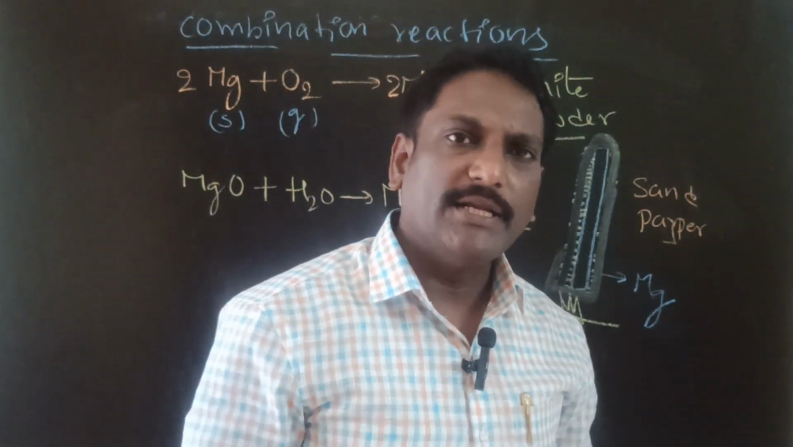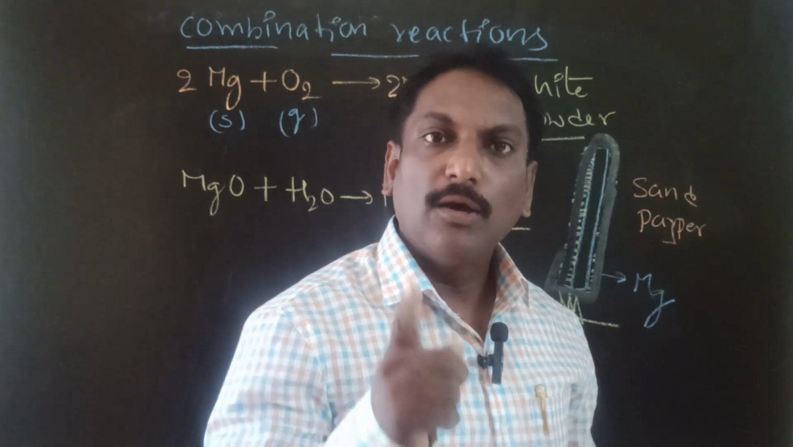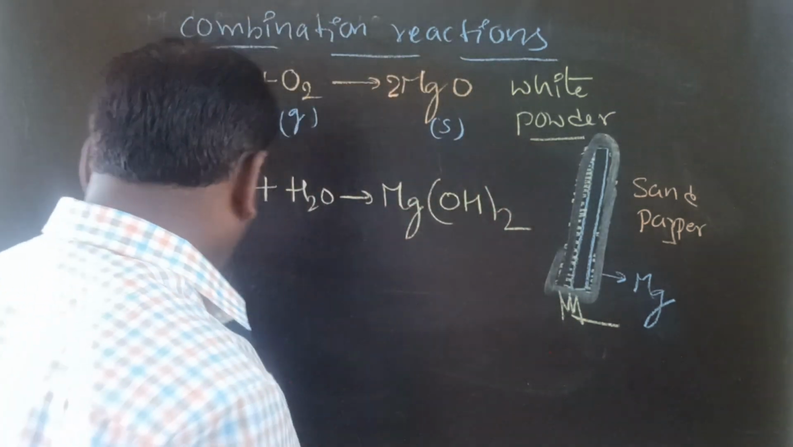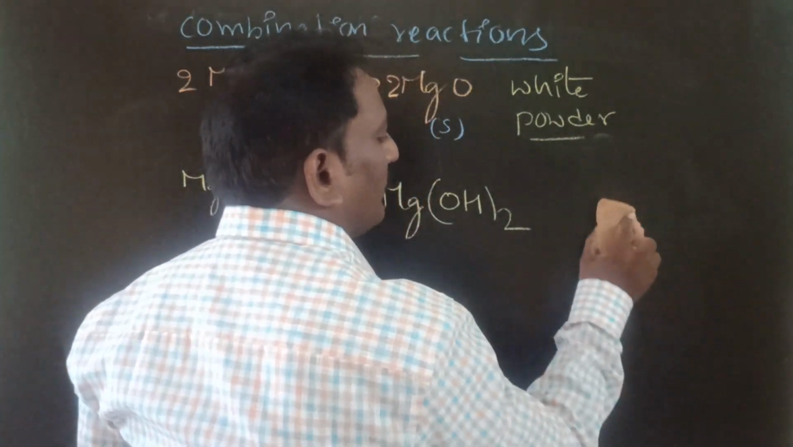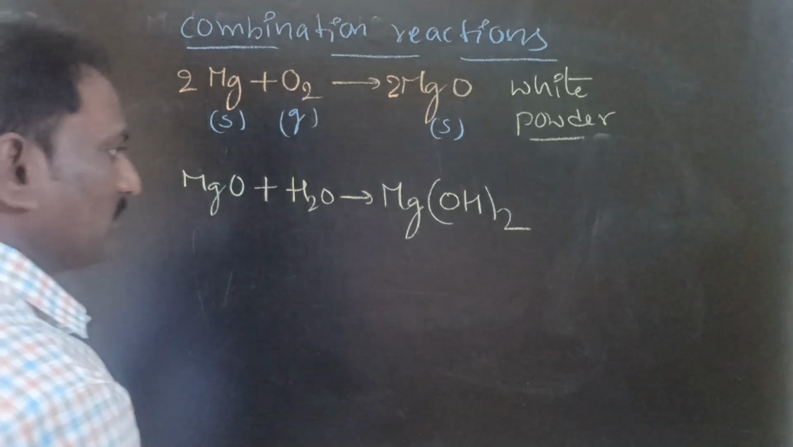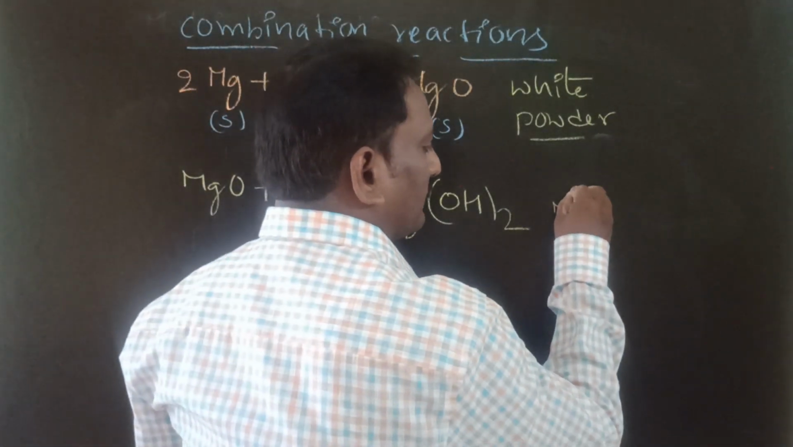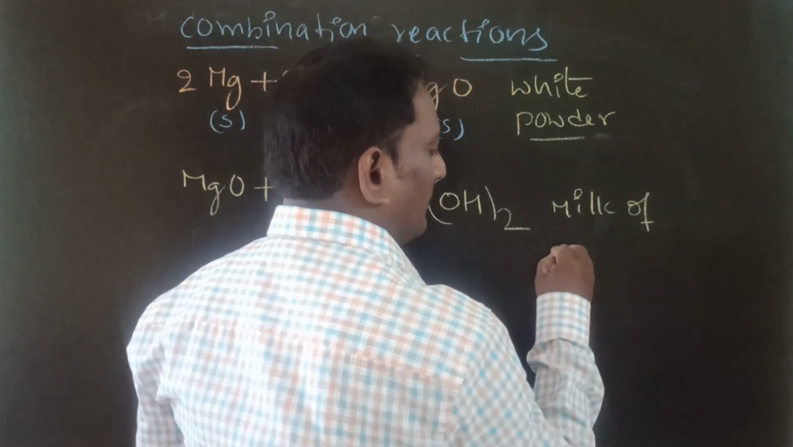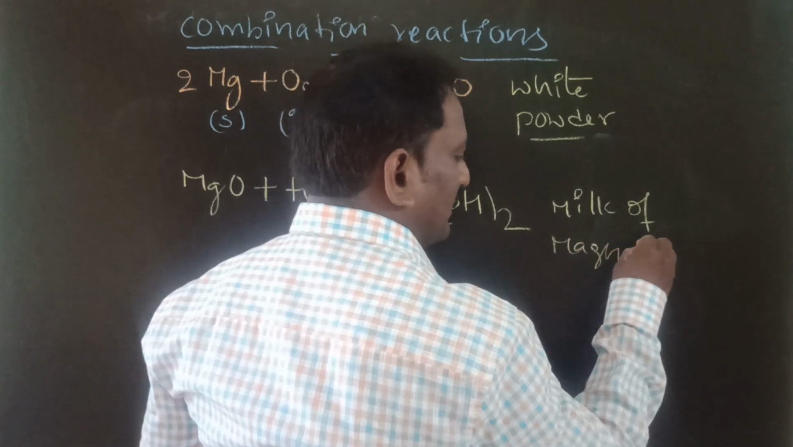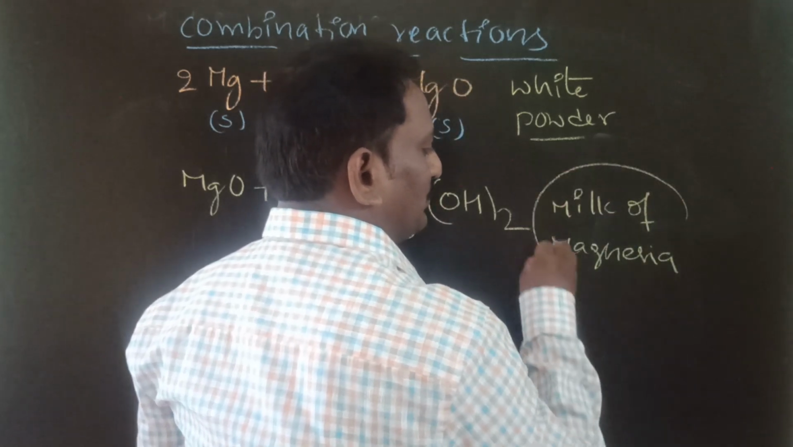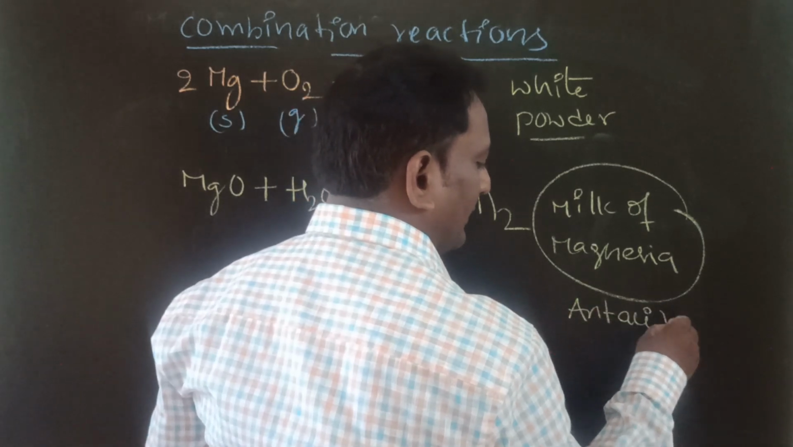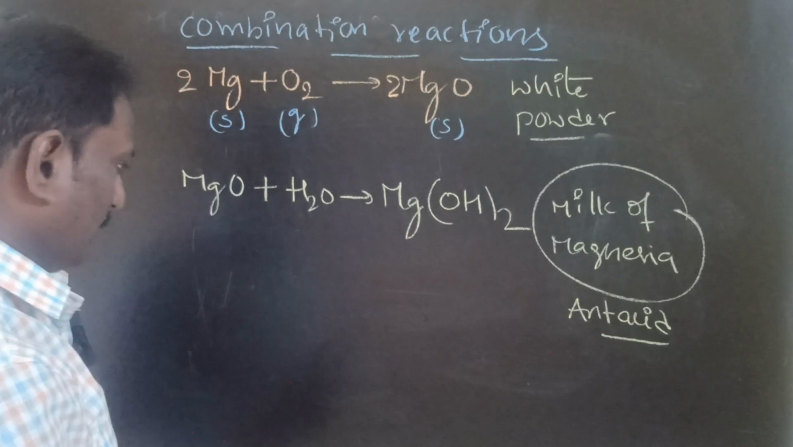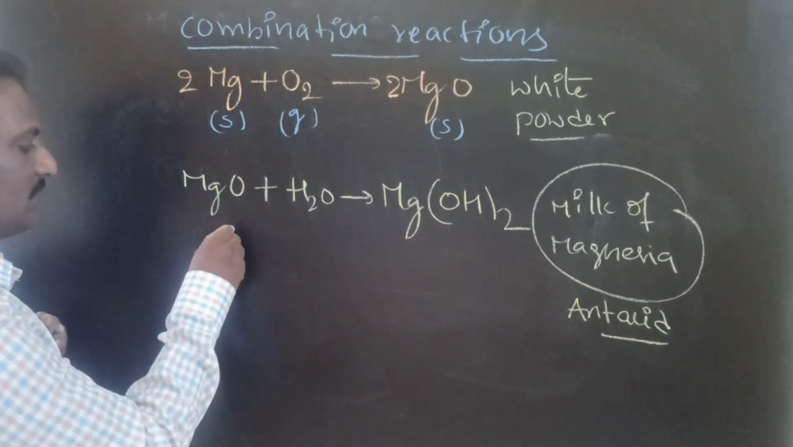What is the common name of magnesium hydroxide? Yes, milk of magnesia. It is used as an antacid. Make a note of it. Milk of magnesia, which is used as an antacid. If you want, you can mention the physical states.